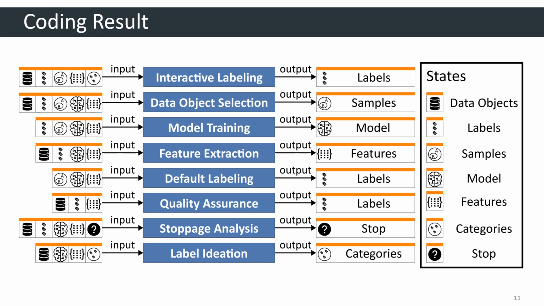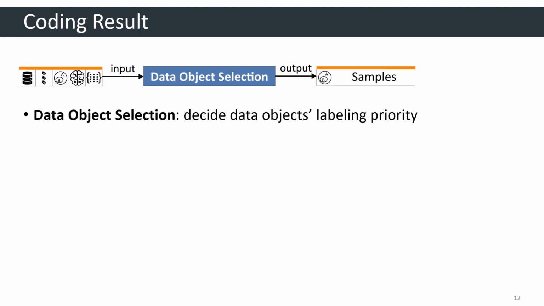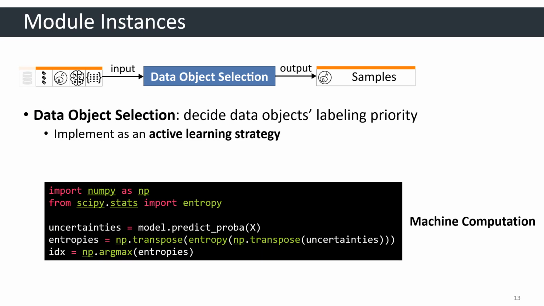Combining the modules and states, we get API definitions of modules in data labeling tools. Each API can be implemented as human computation, machine computation, or mixed computation approaches. For example, the data object selection module decides data objects labeling priority. It can be implemented as an active learning sampling strategy, which is the machine computation module.